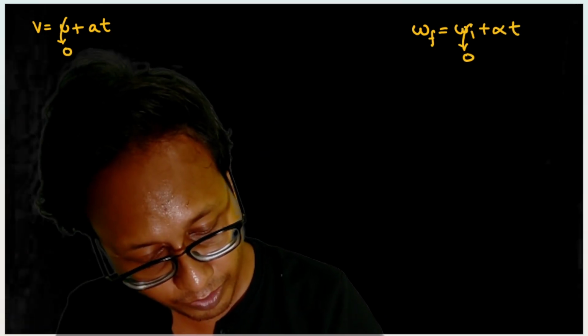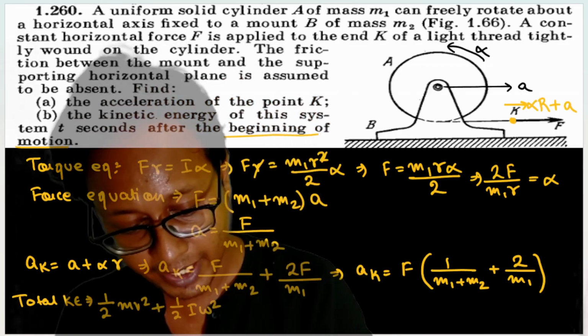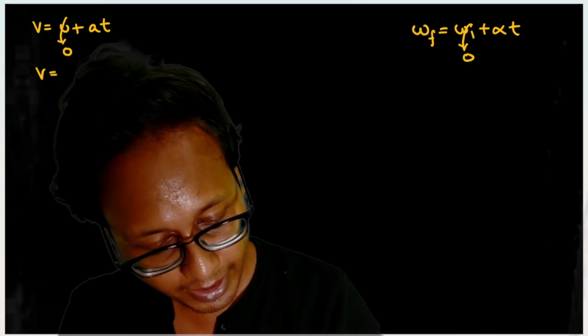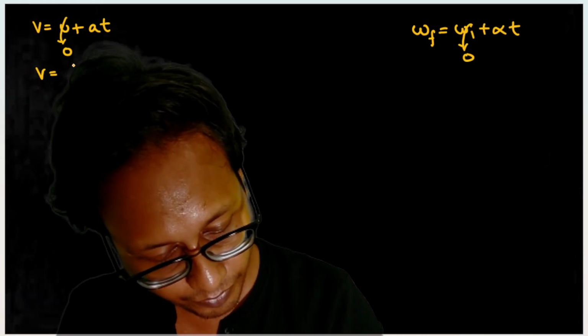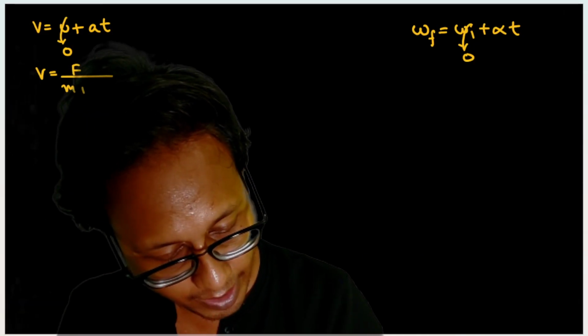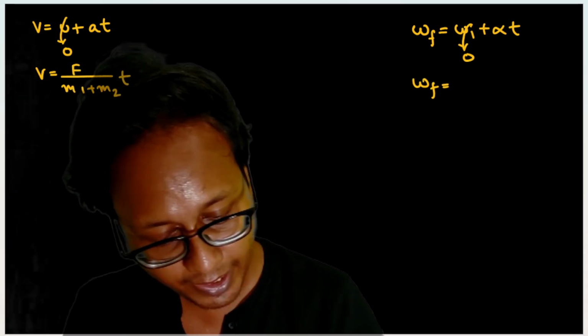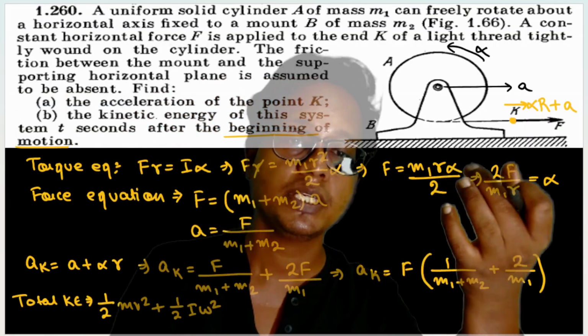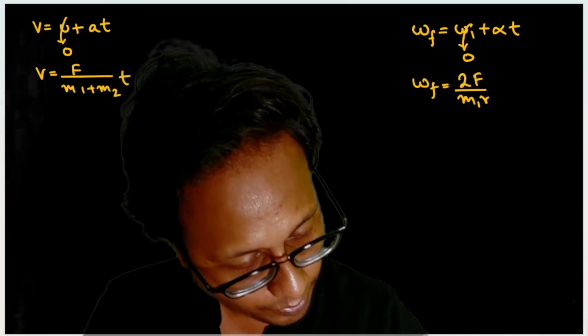The rotational equivalent of this formula will be omega final is equal to omega initial plus alpha into t. Omega initial is 0, and u is equal to 0, because the question is given at the beginning of motion. So final velocity is nothing but a into t. What is the value of a? F divided by m1 plus m2. So F divided by m1 plus m2 into t. And what is the value of angular velocity? Alpha into t. The value of alpha is nothing but how much? 2f divided by m1 into r.